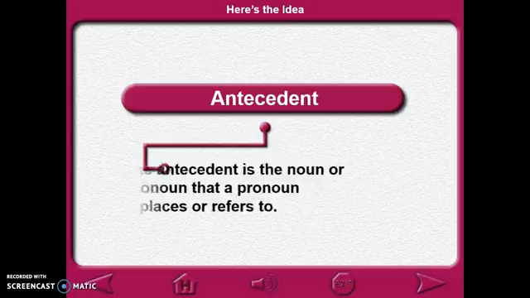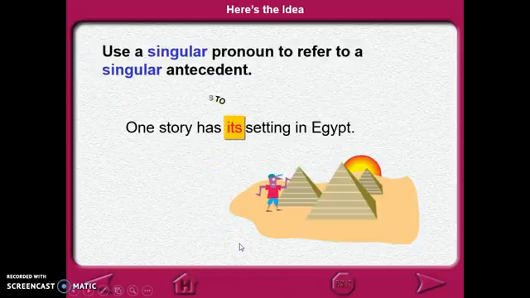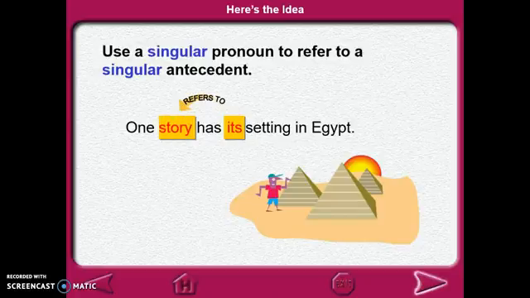Okay, so now we're going to look at antecedents. The antecedent, like I'd already mentioned, is the noun or pronoun that a pronoun replaces or refers to. So it's looking back at it. Now we have to make sure that our pronouns and antecedents agree. So if we have a singular pronoun, it needs to refer to a singular antecedent.